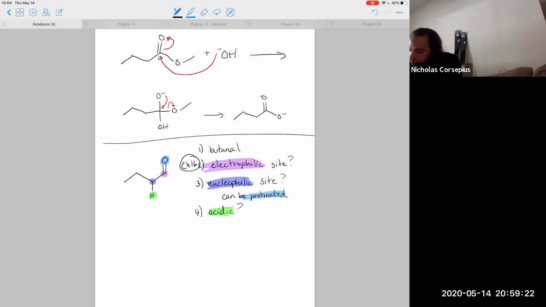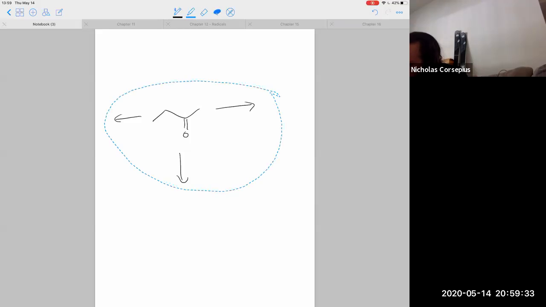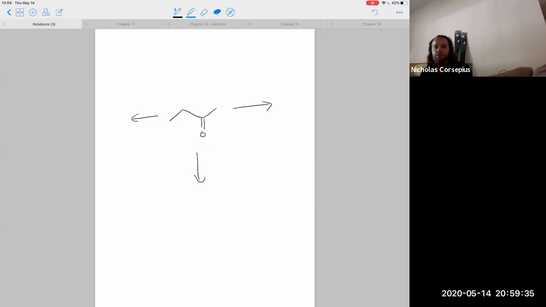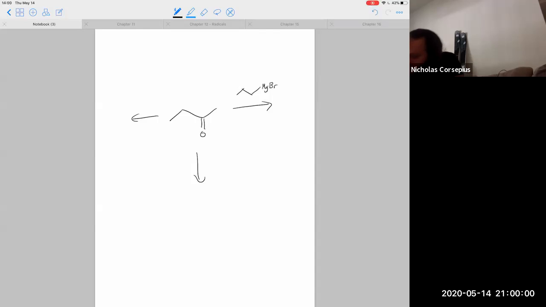What are some good, let's say I'm going to start with this guy here. Give me three different nucleophilic addition reactions that we can have here. What are three nucleophiles that would react with this ketone? Grignard? Yeah, Grignard would be one of them. So we can really have our choice.